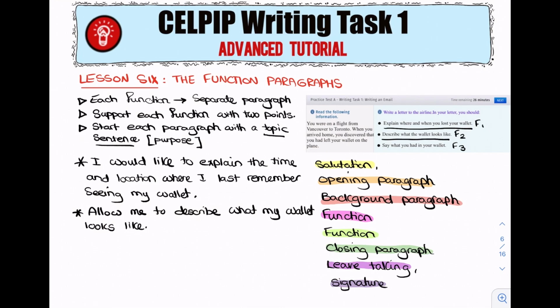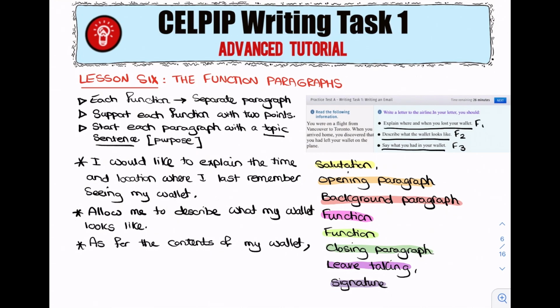Let's do a final example for bullet 3. Say what you had in your wallet. So you could say something like, as for the contents of my wallet. And then this one, you place a comma at the end and then you follow it up with whatever details you want to mention. So here are 3 examples, and we can review these examples for the structures.